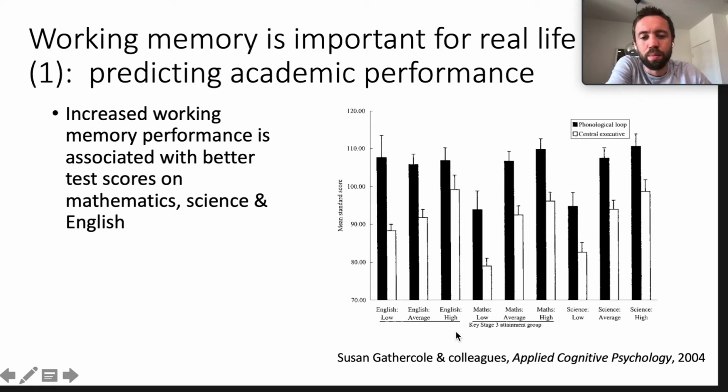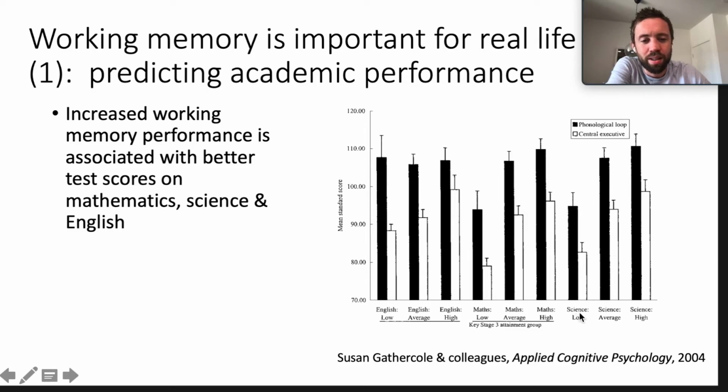And here they compare working memory ability in the black bars and the white bars to performance on standardized exams for English, mathematics, and science. These are for 14-year-olds in the UK. And they've grouped children by their performance into low, average, or high performers. And on the y-axis here, we see their performance on tests of working memory ability.